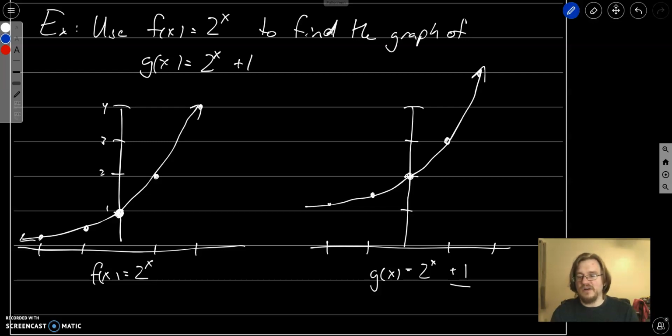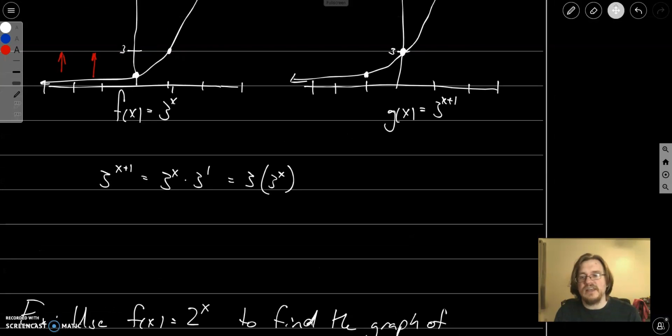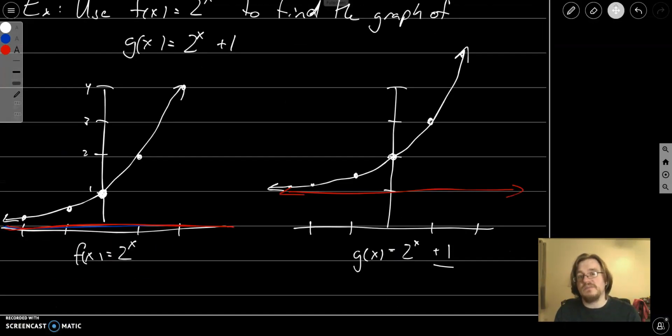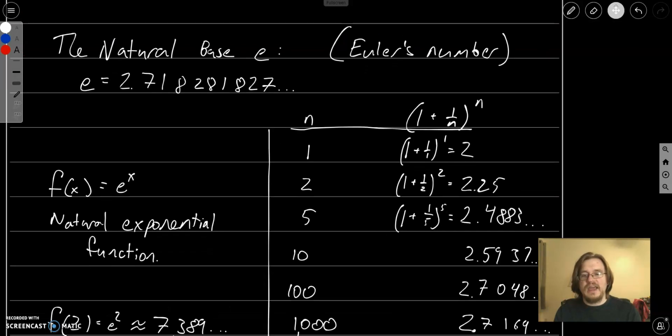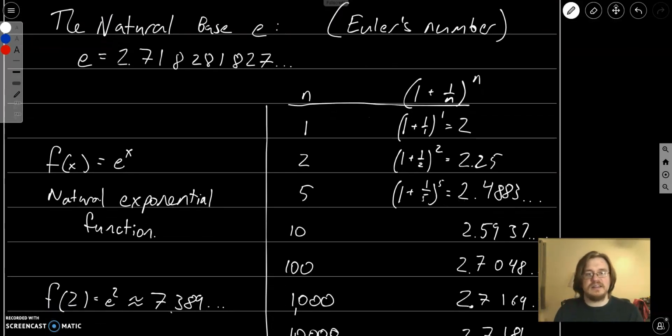Whereas before, our horizontal asymptote, maybe red will be better, our horizontal asymptote is at 0, but now since we've shifted everything up, our horizontal asymptote is going to be at 1. So our function is going to sort of flatten out right at 1 as we're going to the left. So again, we can take what we learned before about vertical shifts and horizontal shifts and draw some of these modified exponential functions. And the last thing that I want to look at is what's called the natural base, e.